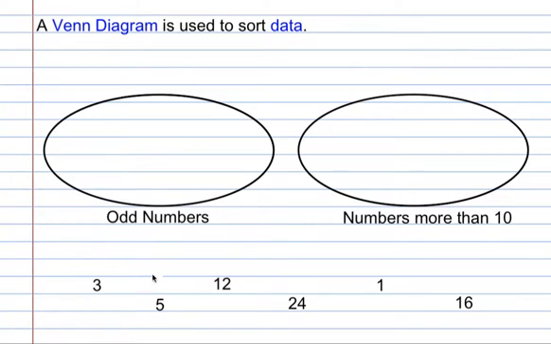Okay, so what you should have found is that the number 3 is an odd number and it goes in here. The number 3 is not more than 10, so it would not go in here. The number 5 is odd, would go in here, and the number 1 is also odd. The number 12 is more than 10, 24 is a number that's more than 10, and 16 is a number that's more than 10. And none of these numbers are odd, so they would not go in here.